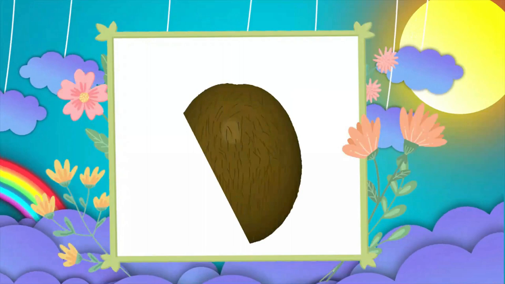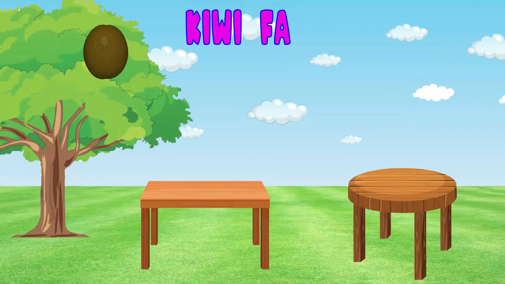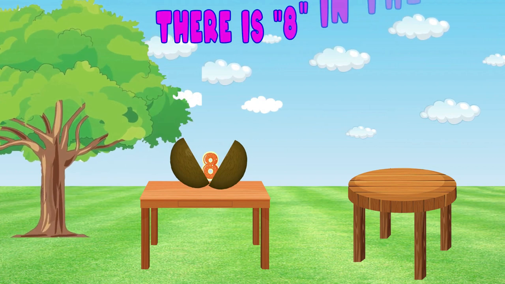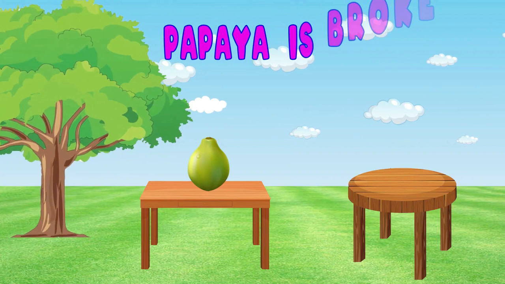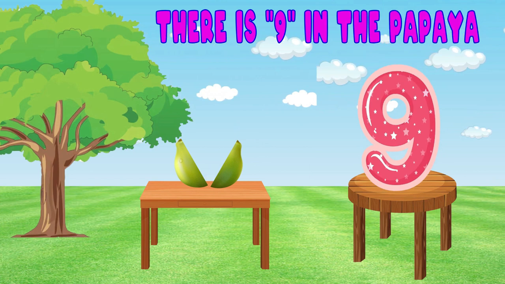Kiwi. Kiwi falls from the tree. Kiwi is broken. There is eight in the kiwi. Please. Papaya. Papaya falls from the tree. Papaya is broke. There is nine in the papaya. Joyful.